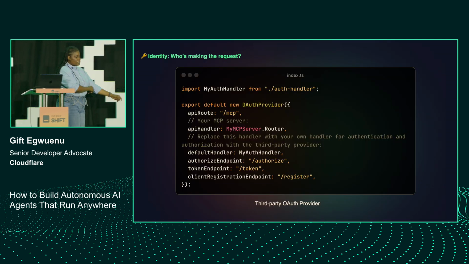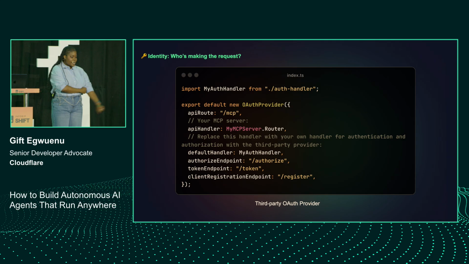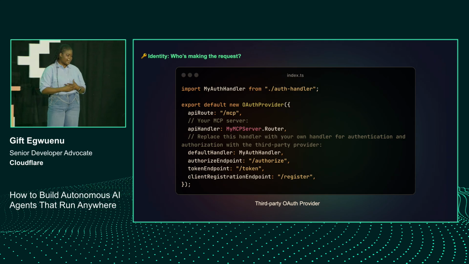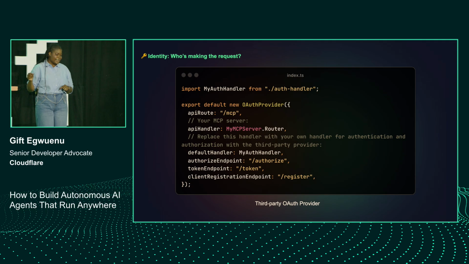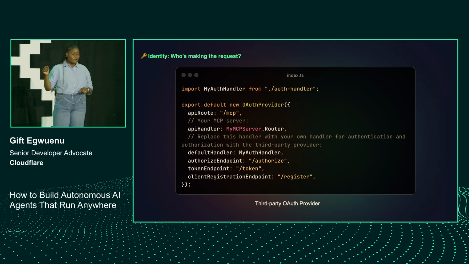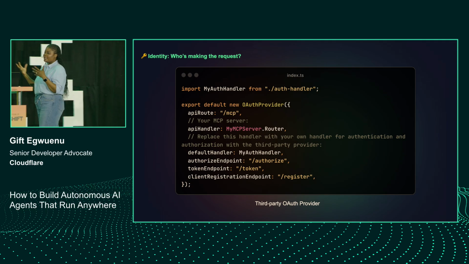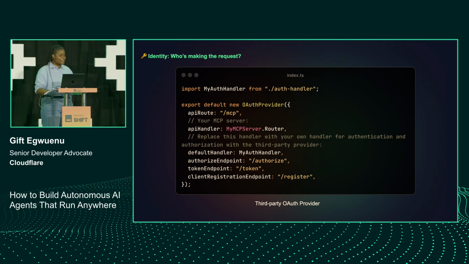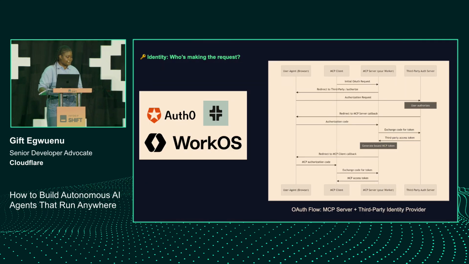This is an example code showing you how you would typically use a third-party MCP server in your Cloudflare Worker. So the most important line here is the default handler, where you add the handler from the authentication client that you're using.